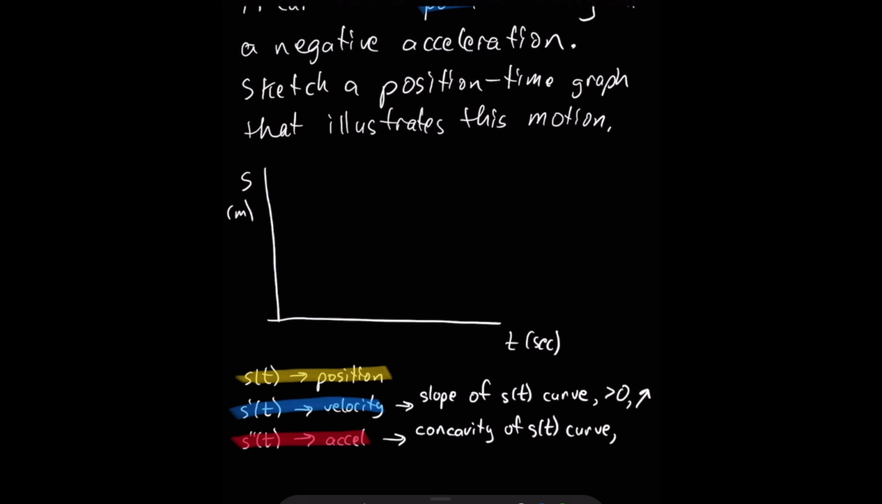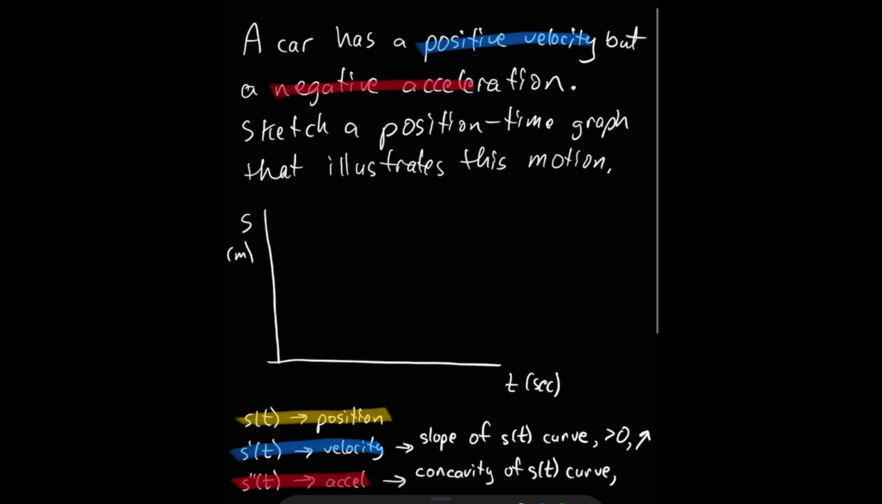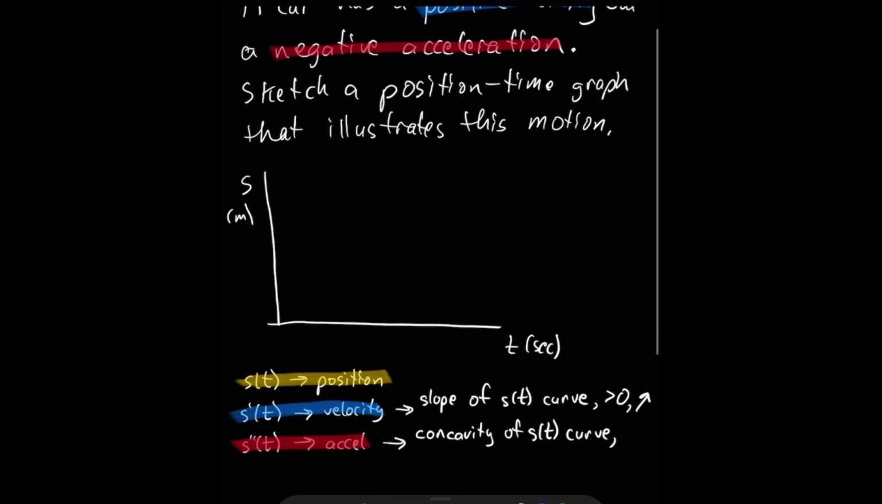And in this case, we're told that we have negative acceleration. So that means that at all points on my graph here, the second derivative is going to be negative. And what does it mean if the second derivative is negative? It means that my graph is concave down. So I'm going to have my frowny face. So using these two pieces of information, we can draw a rough sketch.